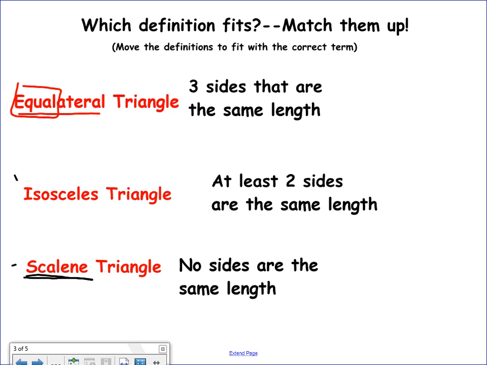The last one is an isosceles triangle. Pay close attention to the keywords here. At least two sides are the same length. At least two sides have to be the same length. So if two sides are the same length, that means we have two angles that are the same. Keep this in mind. Equilateral means equal. Scalene, all different. Isosceles, at least two sides have the same length.